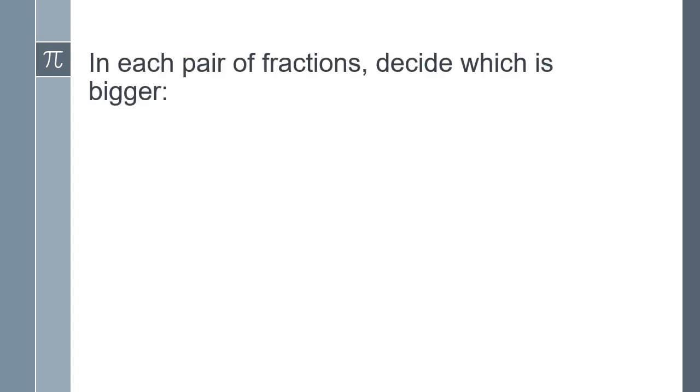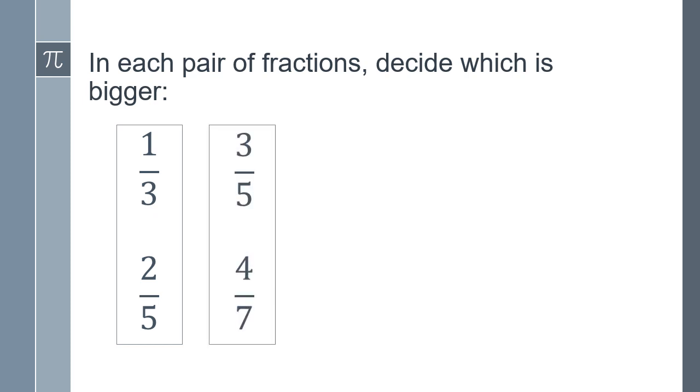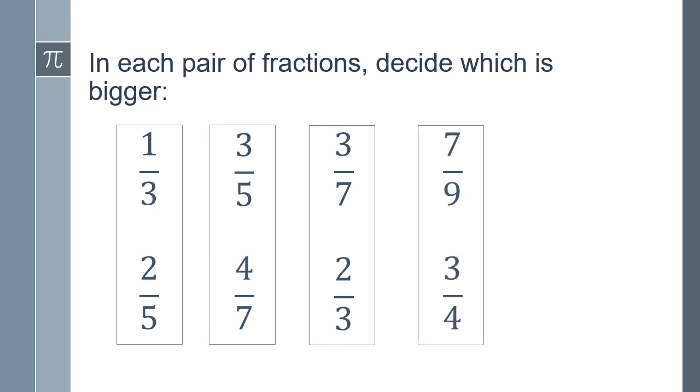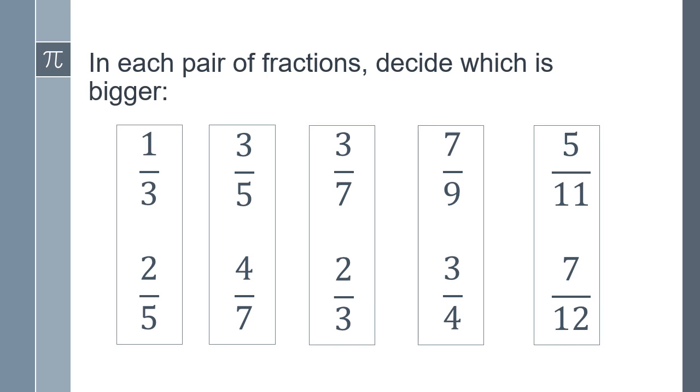So I'd like you to have a quick practice at doing this sort of question. For each pair of fractions, I want you to decide which is bigger. So which is bigger between 1/3 and 2/5? Which is bigger between 3/5 and 4/7? Which is bigger between 3/7 and 2/3? Between 7/9 and 3/4? And between 5/11 and 7/12? So pause the slide now and have a go at deciding which is bigger out of each pair of fractions.